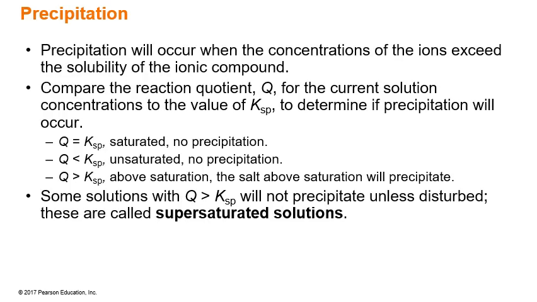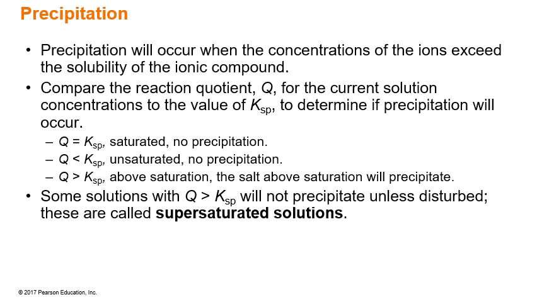Let's say that we want to know if a precipitate forms or a precipitate won't form. This depends on the solubility of the ionic compound, and it will happen if the concentrations of the ions exceed the solubility. So we can compare our reaction quotient Q, which happens at any point, to the KSP. And by doing this, we can see if a precipitate forms or not.